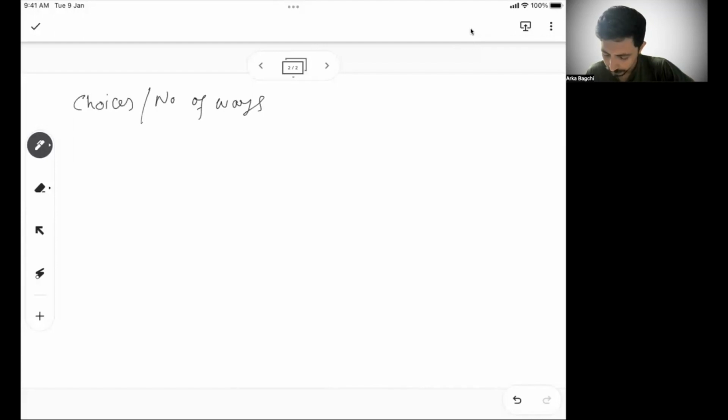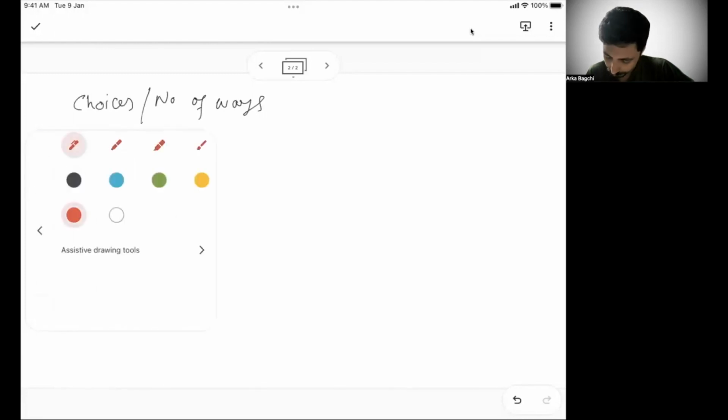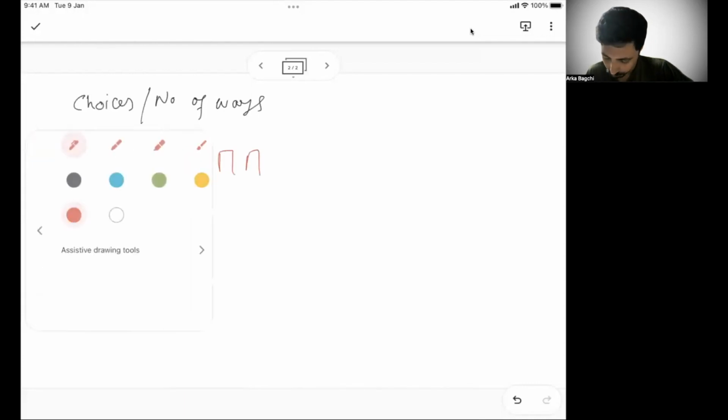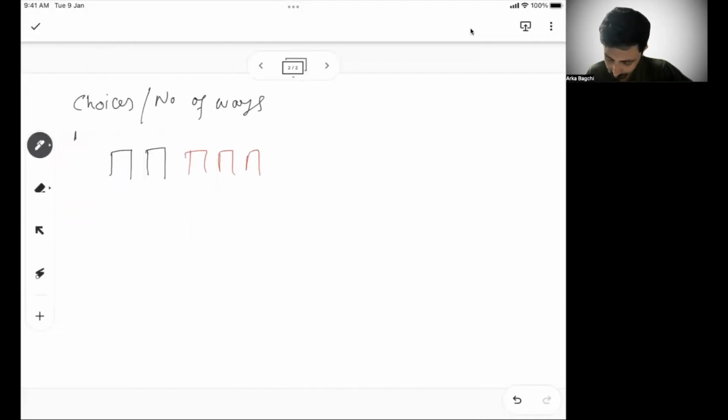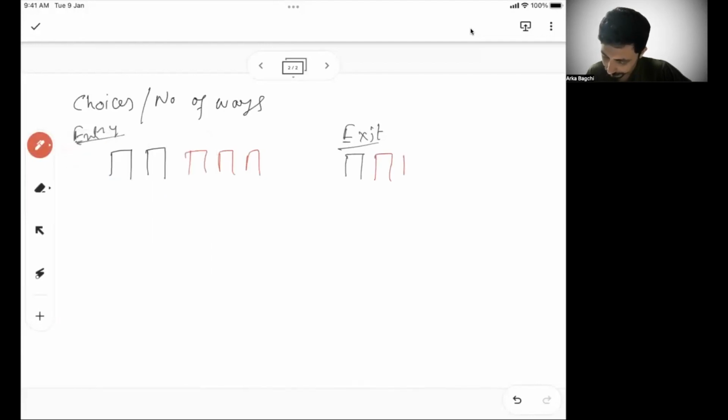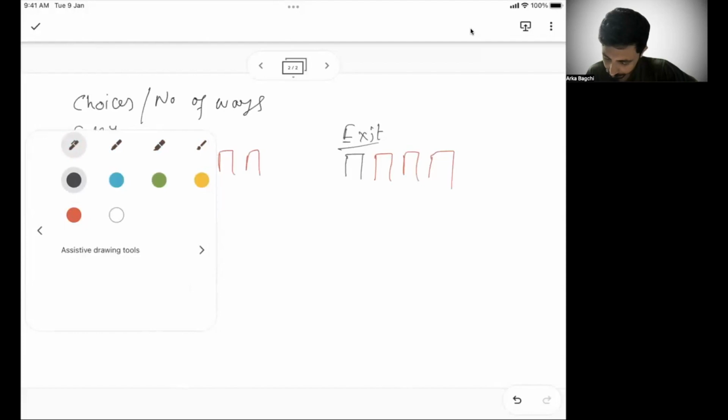Let's say there are two black doors and you have three red doors. This is for entry. For exit, let's say you are entering a room, you have one black door and three red doors. So for entry you have two black doors and three red doors, and for exit you have one black door and three red doors.